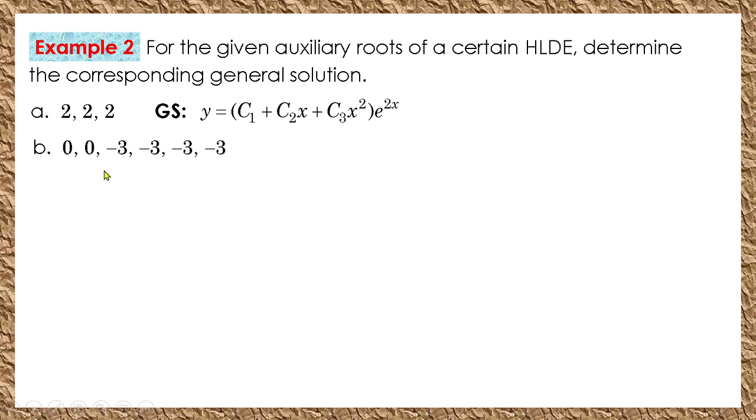What about letter B? There are 2 sets of repeated roots. The first set 0, 0. The second set negative 3, negative 3, negative 3, negative 3. So the first set is repeated 2 times and the root is 0. The root negative 3 is repeated 4 times. So you have 2 sets of the form described or given in the rule. So let's say 0, 0. How to form the solution for that? So you have 2 terms, c sub 1 e to the 0 plus c sub 2 x e to the 0, or that is c sub 1 plus c sub 2x multiplied to e to the 0.